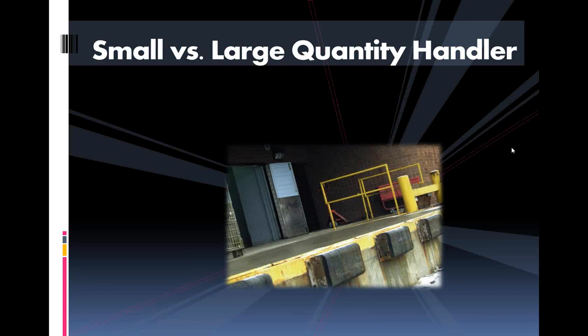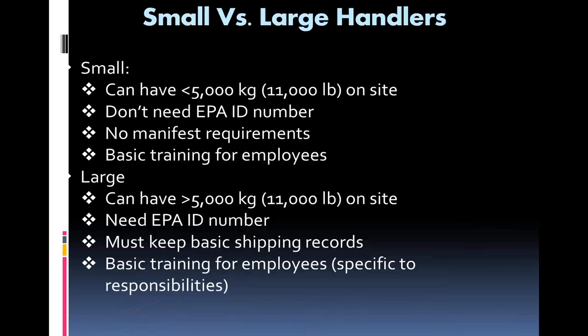So we'll talk about different information with small and large quantity handlers. A lot of their requirements are pretty similar, but we'll talk first about what is different. Small quantity handlers can have no more than 5,000 kilograms or about 11,000 pounds on site at any time, and that's all universal waste. It's not 11,000 pounds of bulbs and 11,000 pounds of thermostats. It's 11,000 at one time. They don't need an EPA ID number, and there are no manifest requirements.